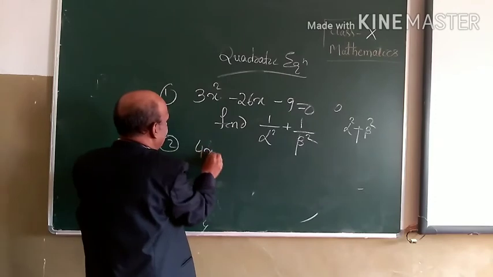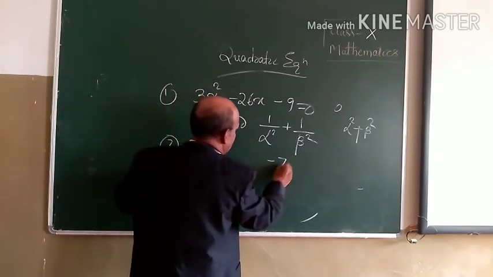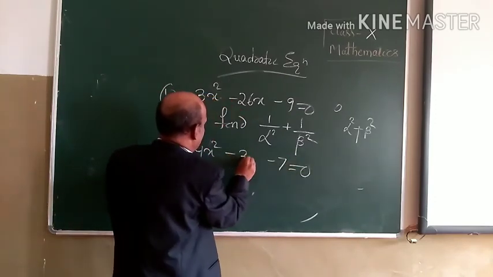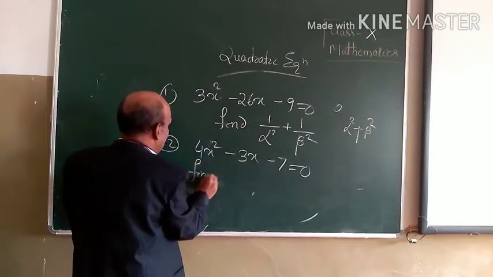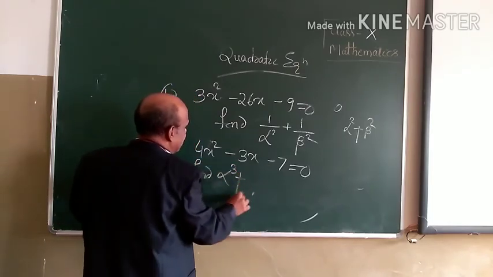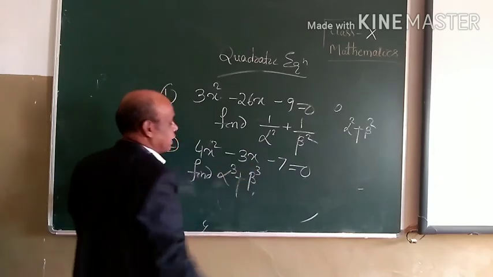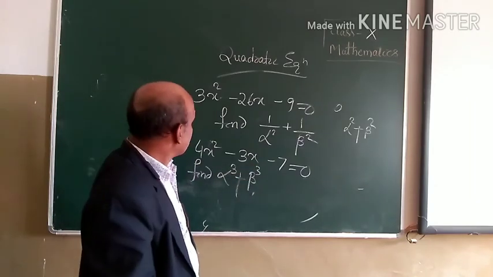4x square minus 3x minus 7 is equal to 0. Find alpha cube plus beta cube. So this is the home task for you, and you have to solve it.